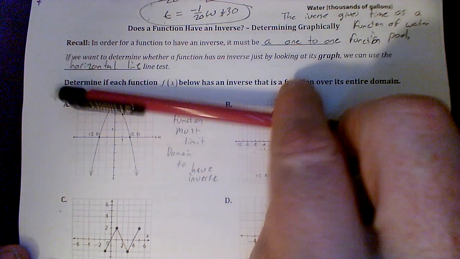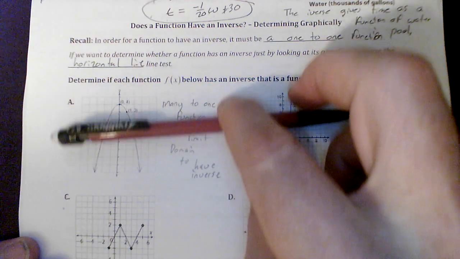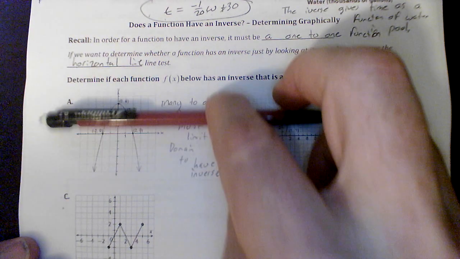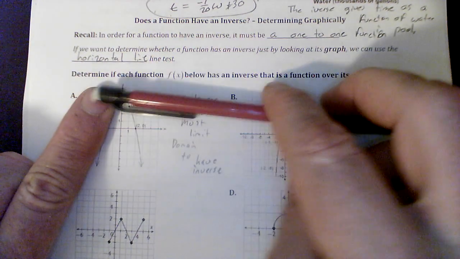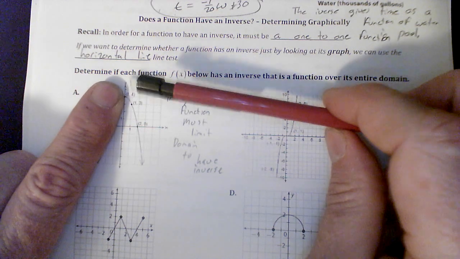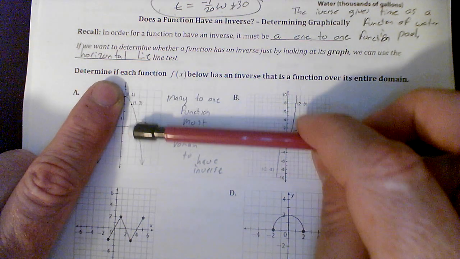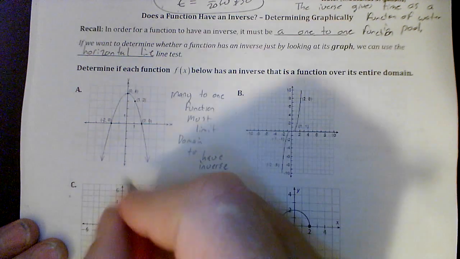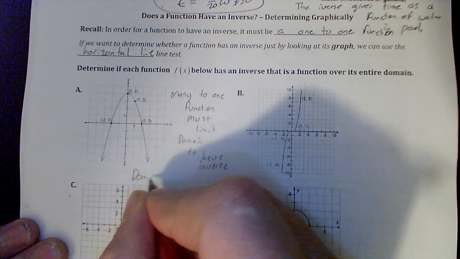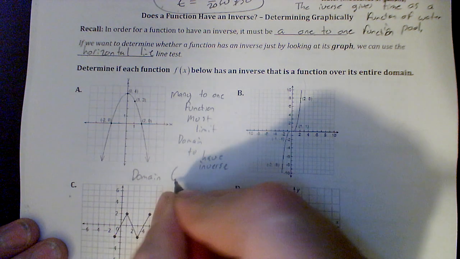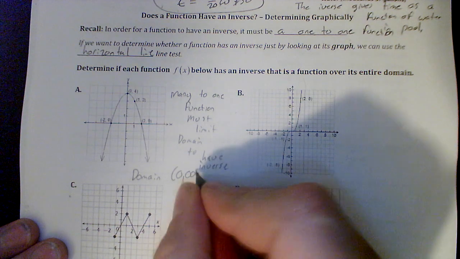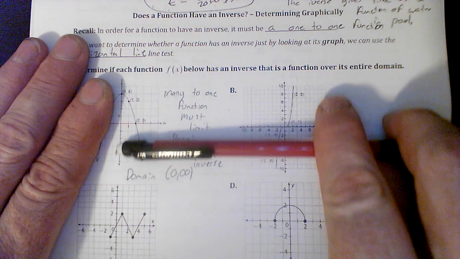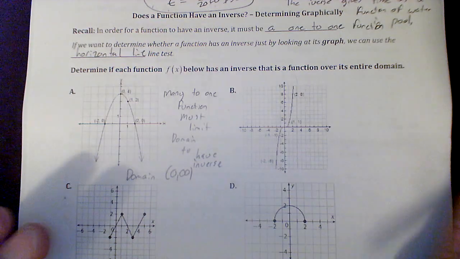What you want to do is limit the domain so it won't touch more than once as you go this way. So if I take everything off of here, it will never touch more than once right here. So I'm going to say new domain. The domain would have to be 0 to infinity, right? Because then it would pass the horizontal line test. It's only touching once.